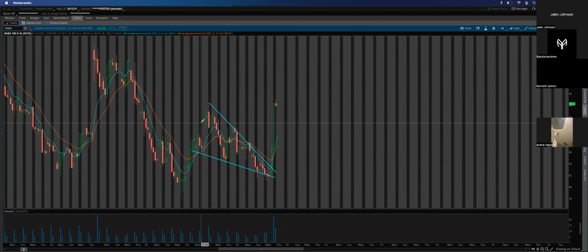So does everybody understand falling wedges so far? Pretty simple: price action reacting within two trend lines and then popping out.